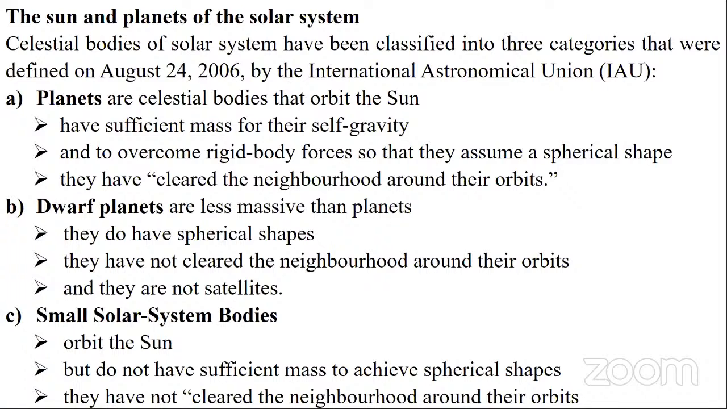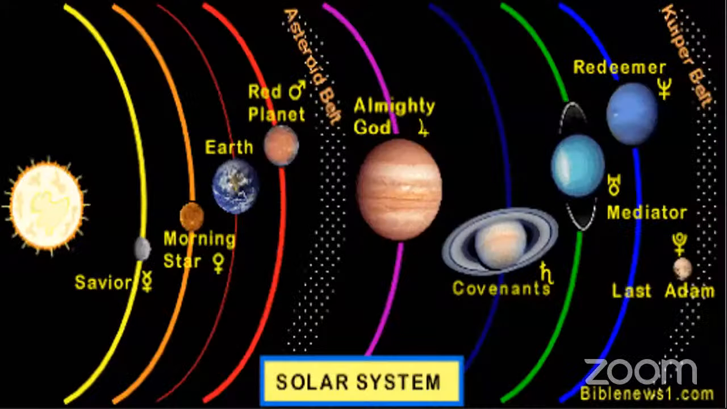Jupiter and Saturn have larger numbers of satellites. Small solar system bodies orbit the Sun. They need not be either planets or dwarf planets, even some small bodies that do not have sufficient mass to achieve a spherical shape, and they have not cleared the neighborhoods around them. They are called meteorites, asteroids of that kind.